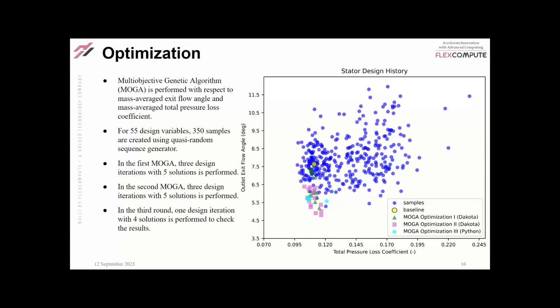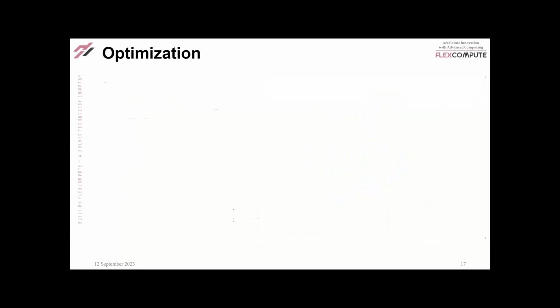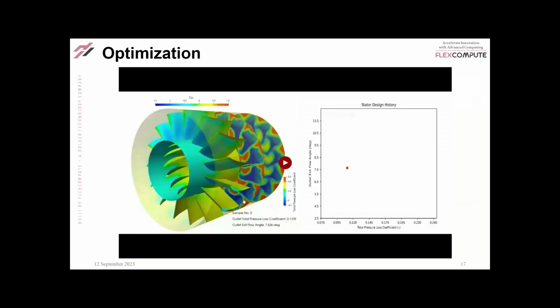We performed optimization. We ran 3 design iterations with 5 solutions first, which is shown through green triangles on this plot, and then we performed the second round of the optimization, which is shown by a square pink in the plot. And at the end, we performed a check design iteration to make sure that the optimum results we got from the second round are okay.